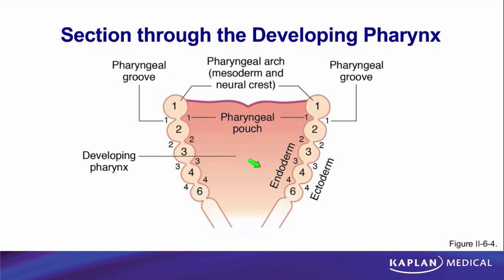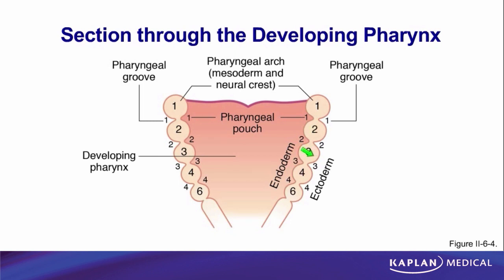Now, in this embryo, if this is the outside, you'd expect that it's covered by ectoderm, and it is. If this is the inside, the lining of the gut tube, you'd expect that it's covered by endoderm, and it is. And then between the ectoderm on the outside and the endoderm on the inside, you'd expect this region to be filled with mesoderm, and it is. But not only mesoderm, lots of neural crest migrates into this region. So in between ectoderm and endoderm, we have a lot of mesoderm and a lot of neural crest. So each arch is covered by ectoderm on the outside, endoderm on the inside, and is filled with mesoderm and neural crest.